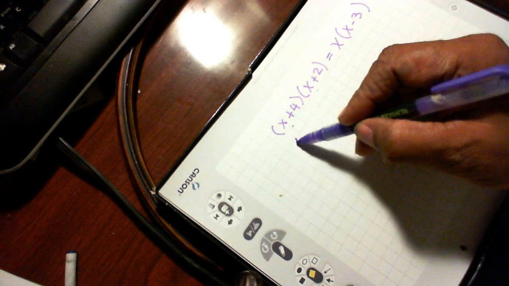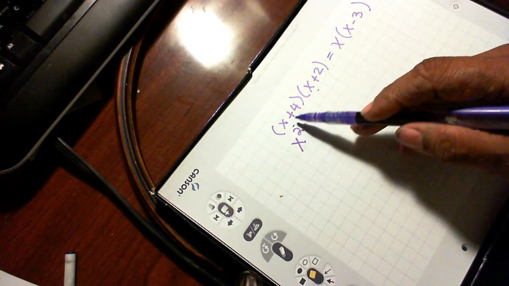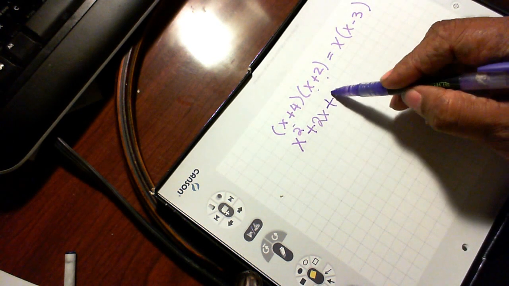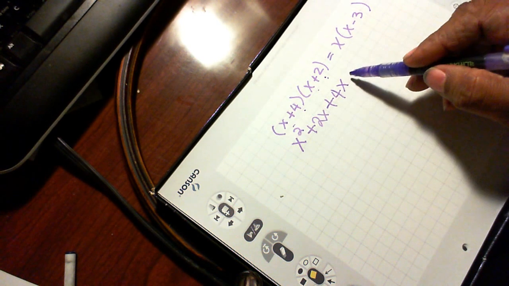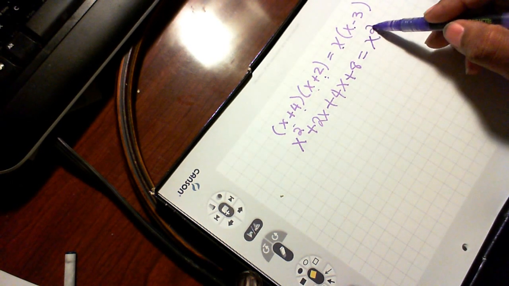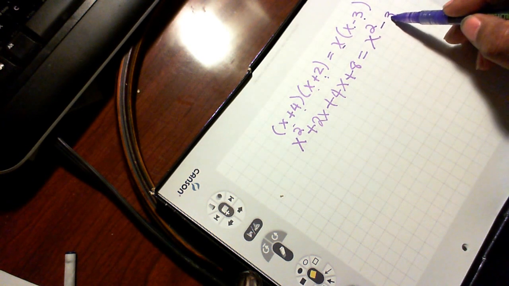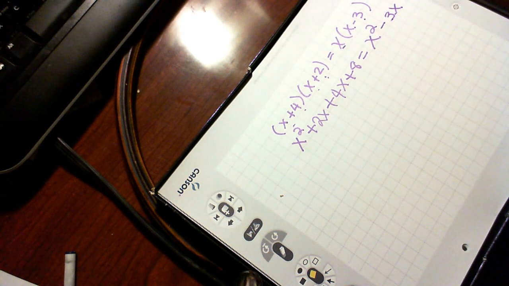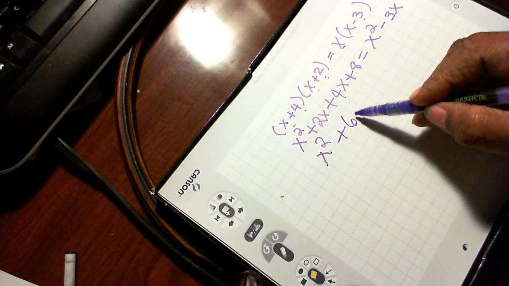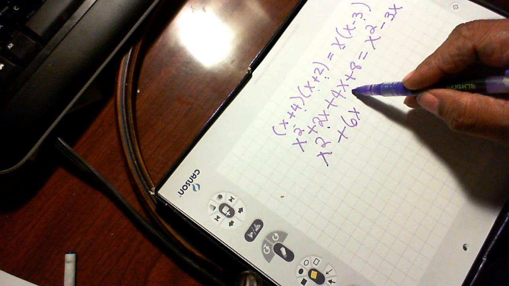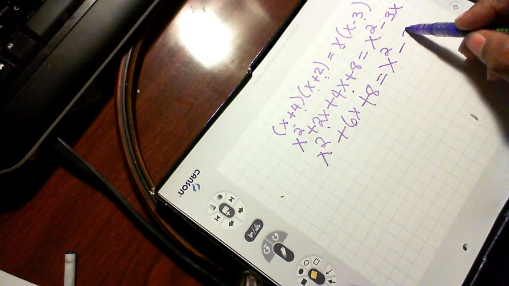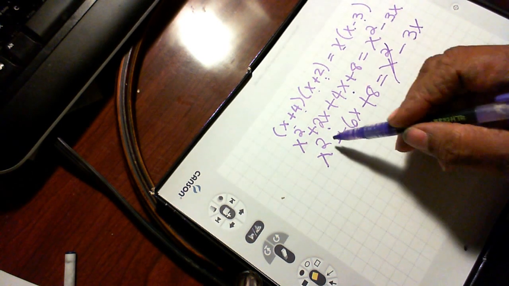So simplify means x times x is x squared. x times 2 is 2x. 4 times x is 4x. 4 times 2 is 8. Is equal to x times x is x squared. This one times this one is minus 3x. Okay, we continue. We have x squared plus 6x, 2x plus 4x is 6x, plus 8 is equal to x squared minus 3x.